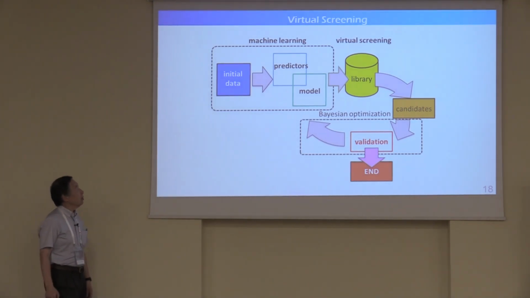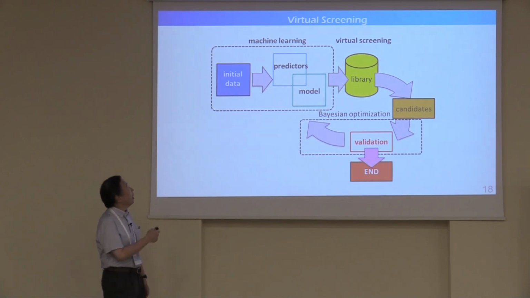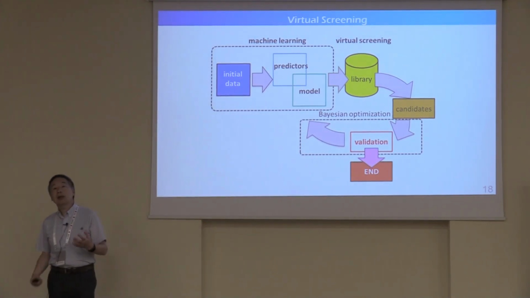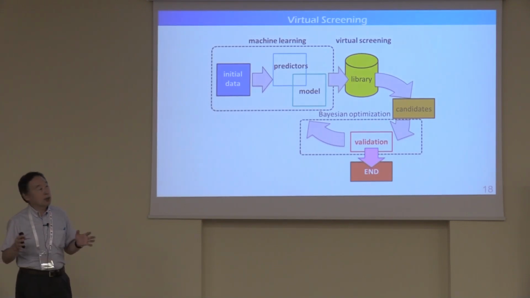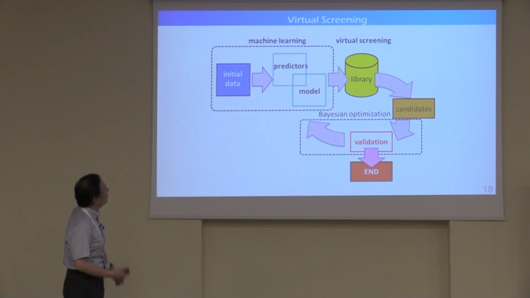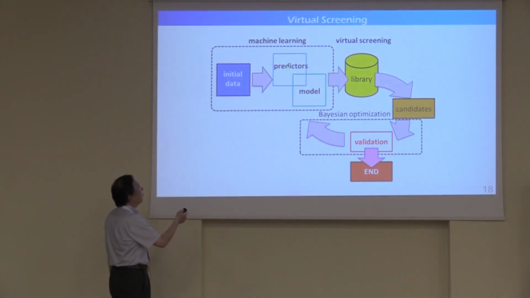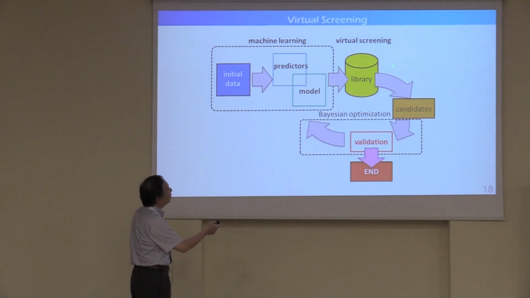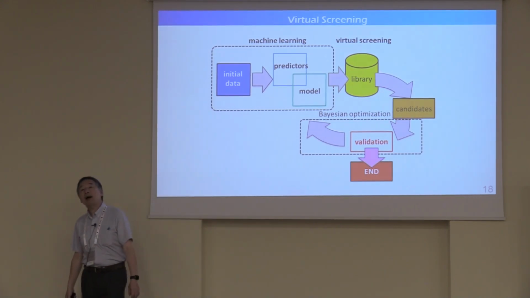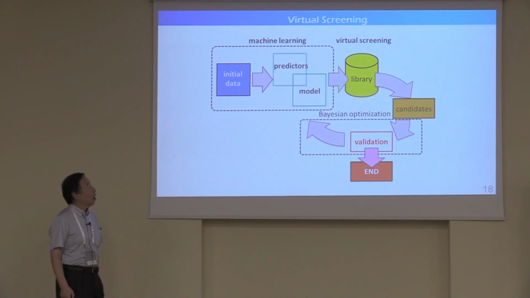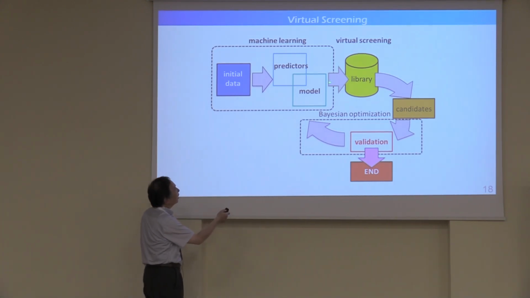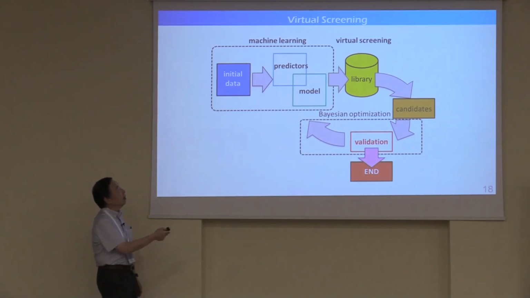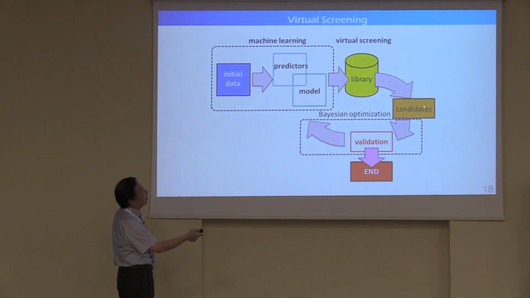Okay, so this is the so-called virtual screening. We have some initial data. Actually, we did thermal conductivity calculation for 100 crystals. And we use some model and predictors or features to have some kind of estimate based on a similar model. And we go through a library which contains 55,000 crystals, with this model and predictor, without making any first principles calculation at this stage, to pick up some candidates.